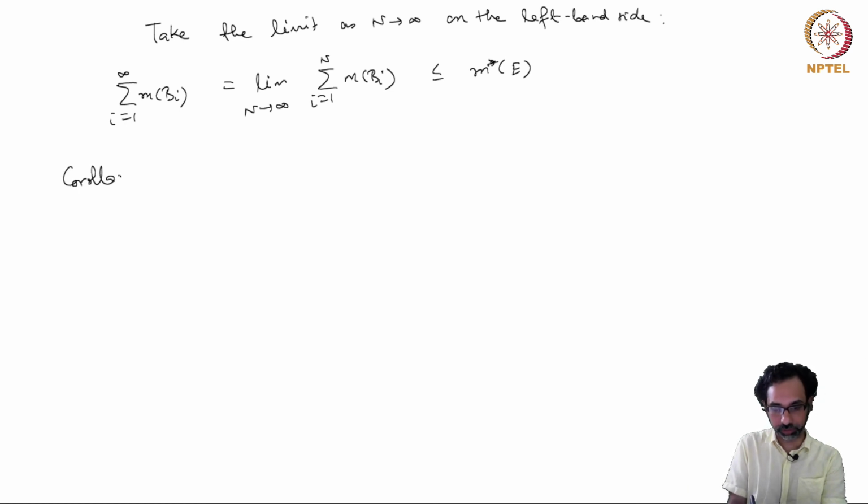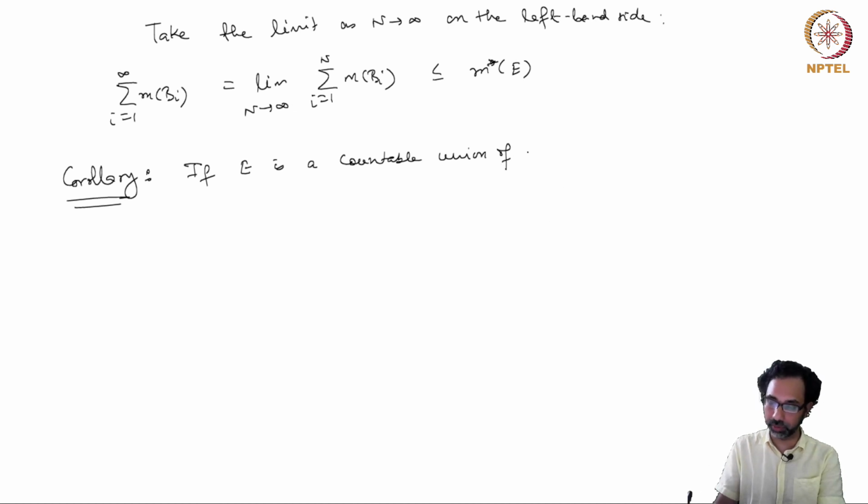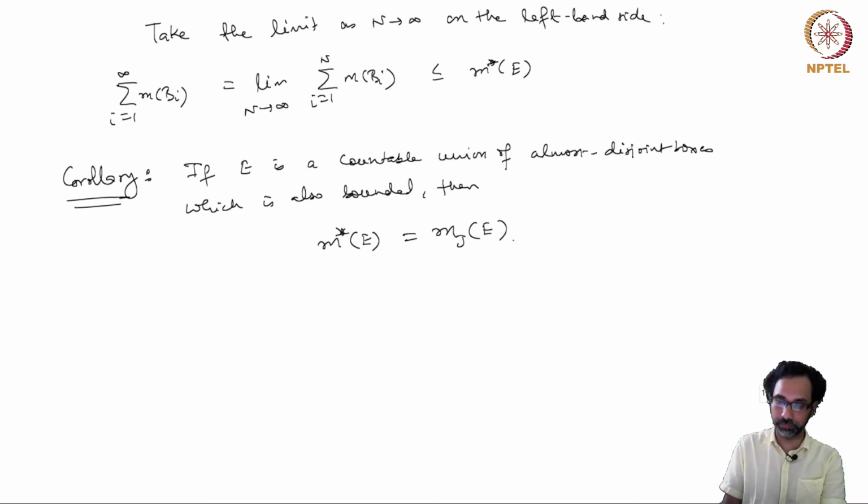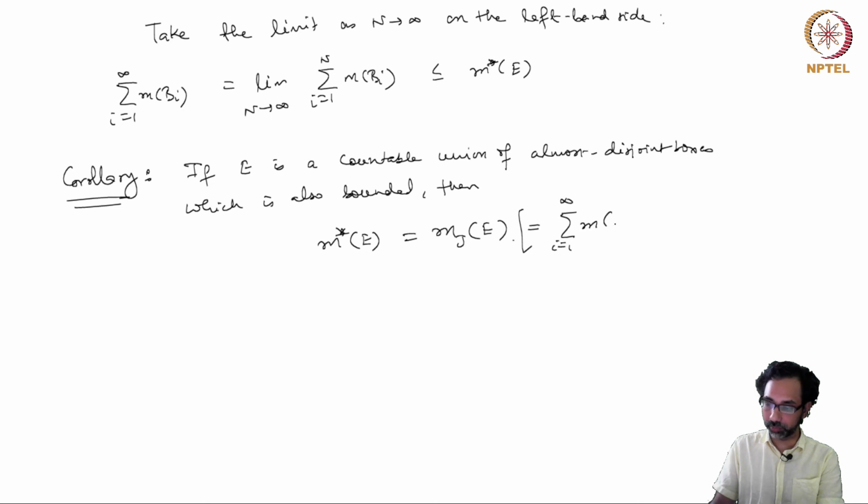As a corollary of this result, it can be shown that if E is a countable union of almost disjoint boxes which is also bounded, then the Lebesgue outer measure is equal to the inner Jordan measure of E, because both of them are equal to this sum, i equal to 1 to infinity of m of Bi, where E is this union of Bi's.